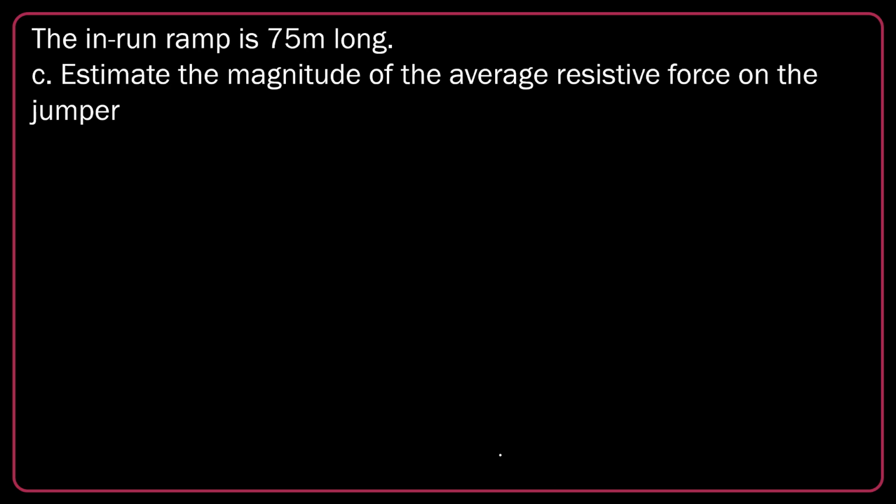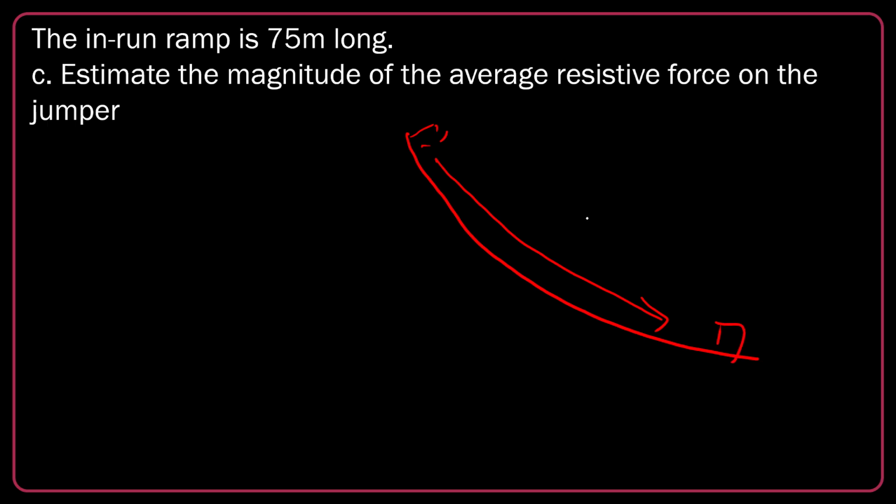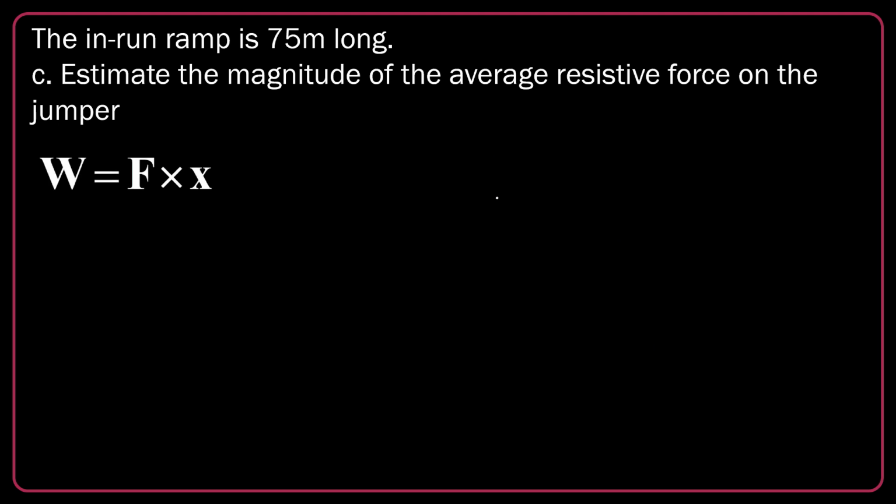The in-run ramp is 75 meters long. Okay, so let's say this ramp has a length of 75 meters. Estimate the magnitude of the average resistive force on the jumper. We know that resistive forces are always against the motion. So at every point, the resistive force F is acting on the skier to impede its motion. So the magnitude of the work done is the frictional force times the distance traveled.